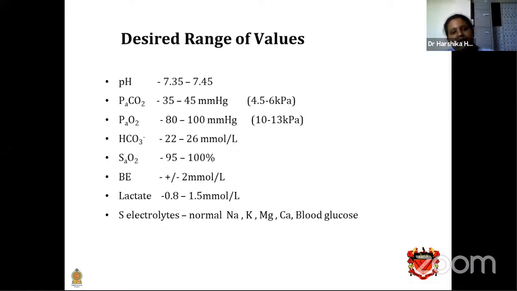Base excess is plus or minus 2 millimoles per liter. Lactate is 0.8 to 1.5 millimoles per liter. And there are also the normal ranges of the electrolytes like sodium, potassium, magnesium, calcium, and the blood glucose level.